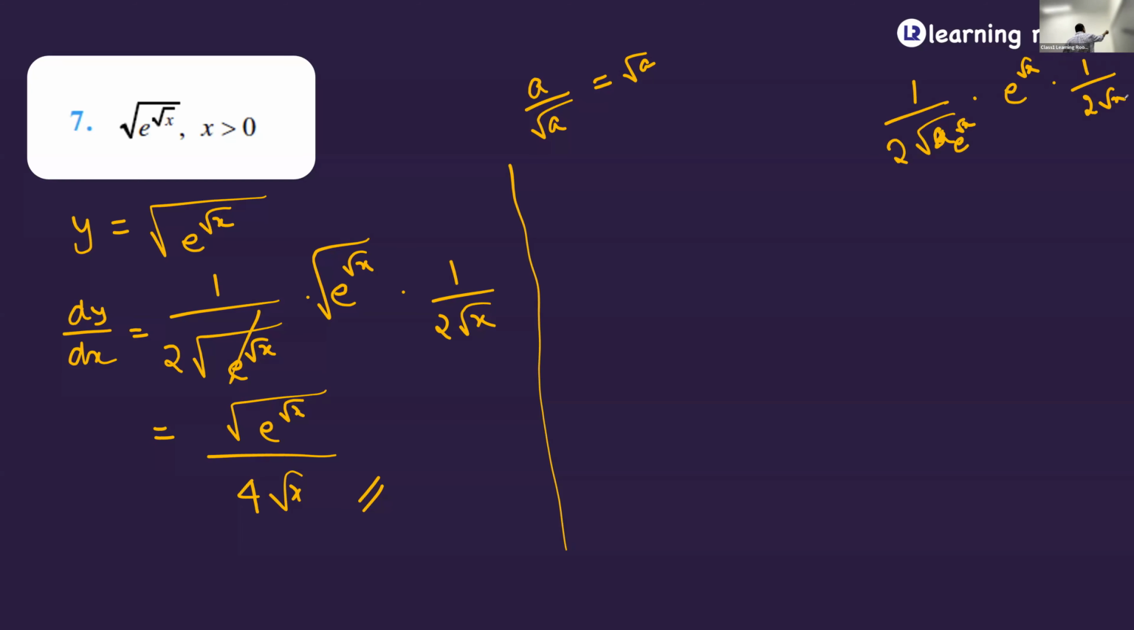I have already taken the square root derivative. This one, no, that's what I'm saying. See, square root of e power root x. If I call e power root x as a, then can I call this as 1 by 2 root a, and this e power root x will be a? That's what the answer is.